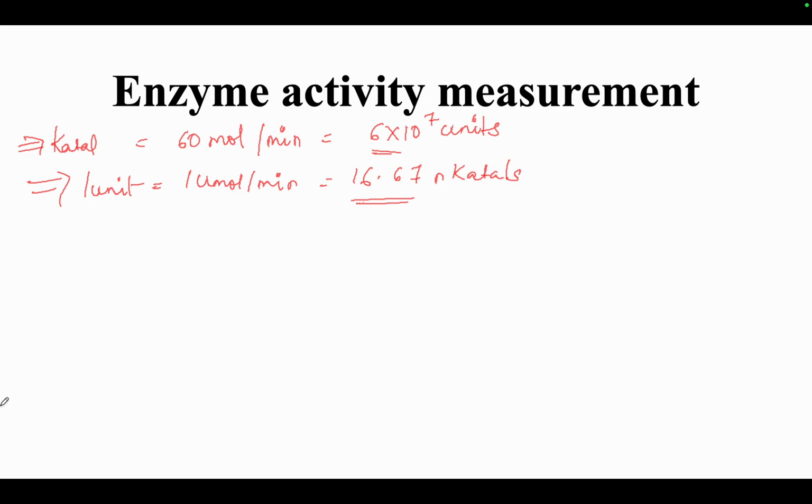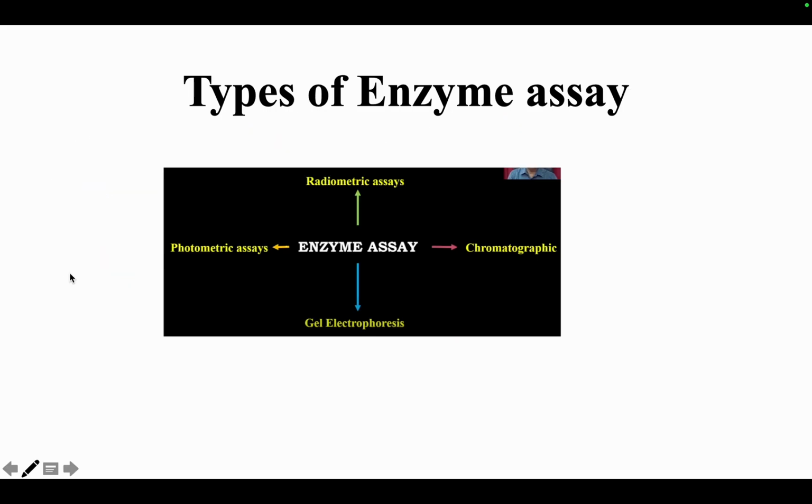While measuring enzyme activity, we also need to consider temperature, pH, and assay conditions, like what cofactors or coenzymes are required. These are also considered during enzyme activity measurements. Okay, next we'll move on to different types of enzyme assays.